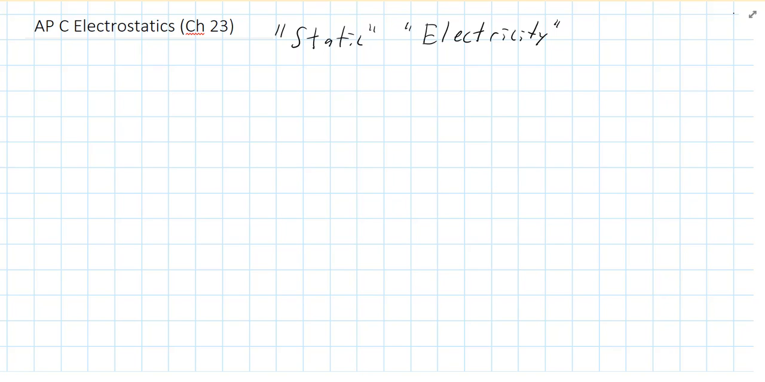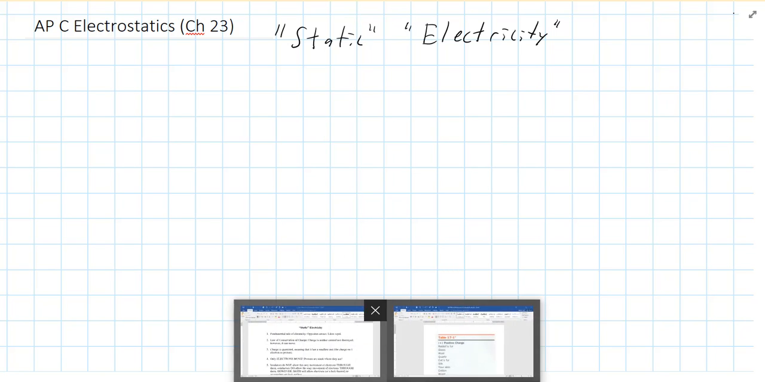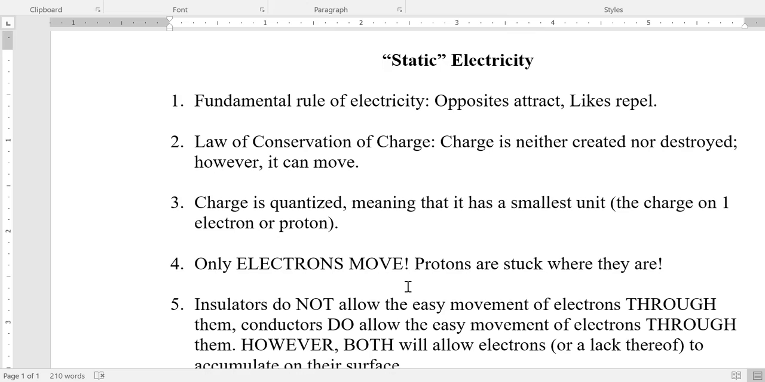Now the sheet I'm going to show you here, if you're in my class, you'll have a copy of this available, so you don't have to write all this stuff down, but I'll put it up here. So there are some basic rules for static electricity. One of the most important ones is the fundamental rule of electricity, which is simply opposite charges attract and like charges repel.